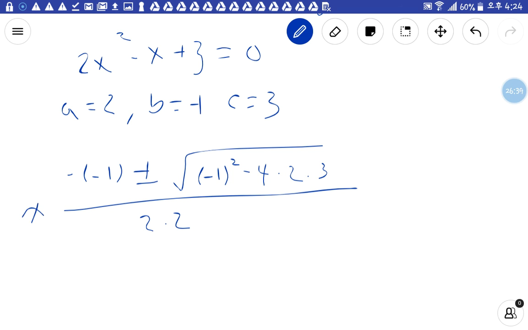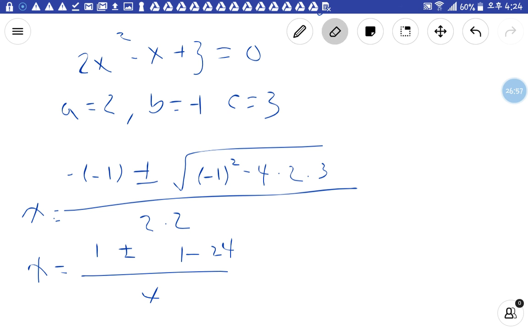That's my x. And then I can simplify this as 1 plus or negative square root of 1 minus 4 times 2 is 8, times 3, 24, over 4. Since I have negative 23, a negative number, that is plus or negative 4.